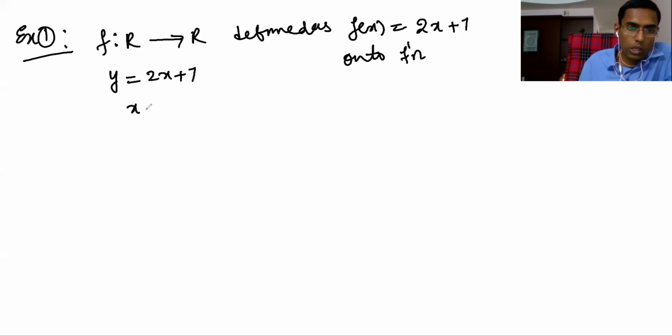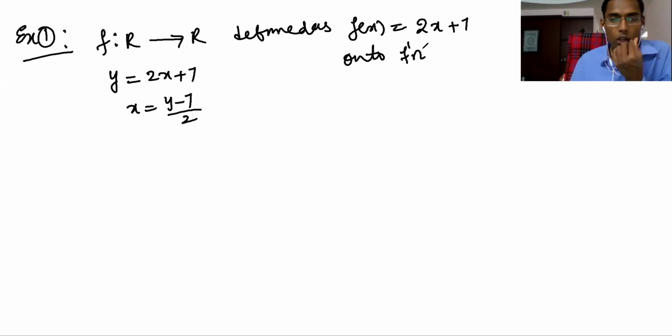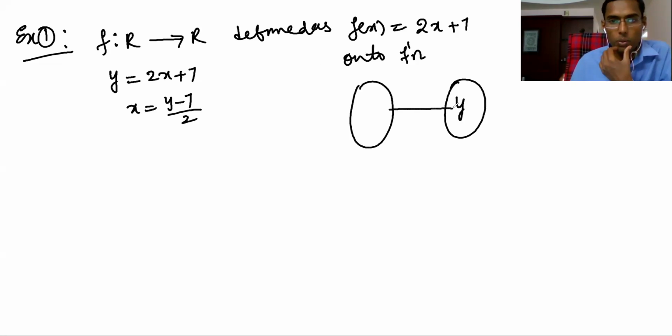So x becomes what then? (y minus 7) by 2. So y, you have to take from the codomain. If you take y, its pre-image is there in the domain. What is that? (y minus 7) by 2. That will be there here. Why? y is a real number, so (y minus 7) by 2 is also a real number. Therefore, there is no problem here.